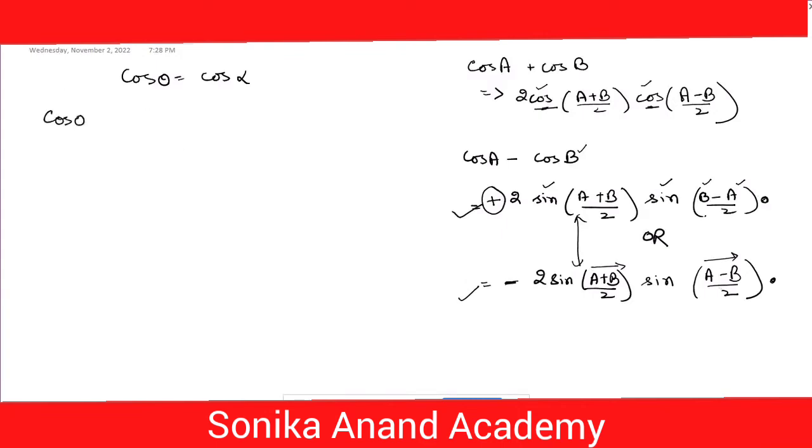So this is the difference. Now it is cos theta minus cos alpha is equals to 0 in the same way. So I will go for this one, it's better. 2 sine theta plus alpha by 2, and sine here we have alpha minus theta by 2. So separating these two.